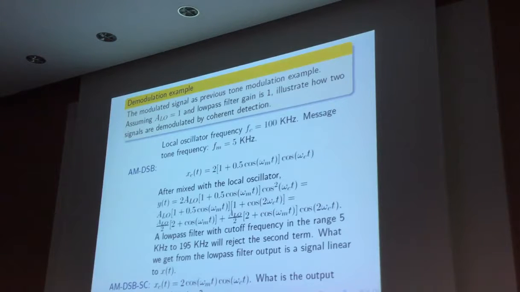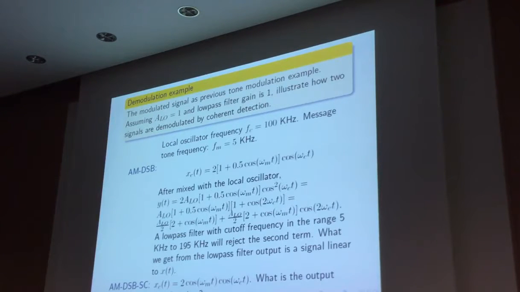Okay, so after we reject this one, what we are left with is just these 2 terms. First one is a constant. We can block it by using the DC blocker. Second one is proportional to the message. All right. Okay, how about the second one?